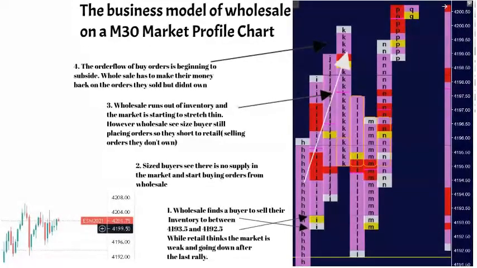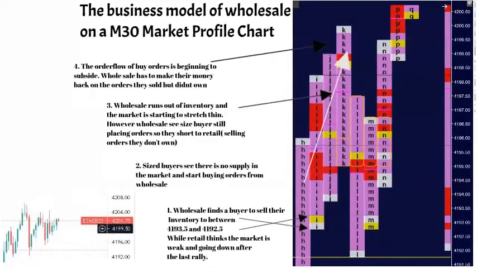And right here, this is a level of some sort that it responded to, right? Or it's just the area where a buyer steps in, right? A size buyer, right? So they place a huge order, right? Wholesale does what it does. They start selling this size buyer their orders, right? All right, let's move on to step 2.